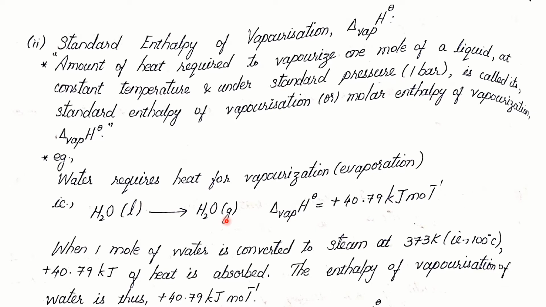In other words, the amount of heat absorbed by 1 mole of water in the liquid state to transform into steam, that is gaseous state or vapor state, amounts to plus 40.79 kilojoules. So the enthalpy of vaporization of water is thus written as plus 40.79 kilojoules per mole.